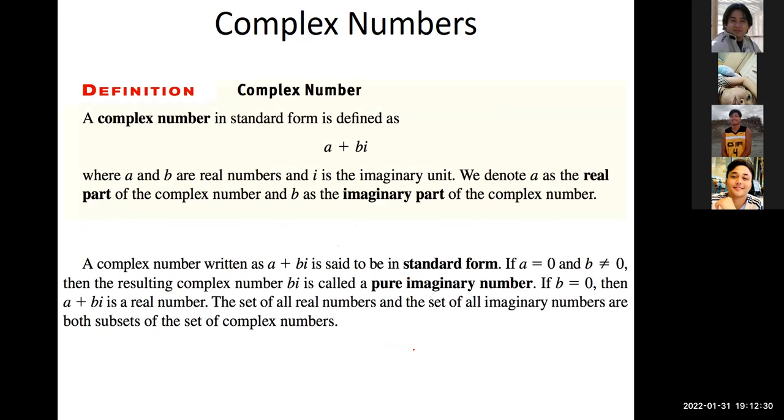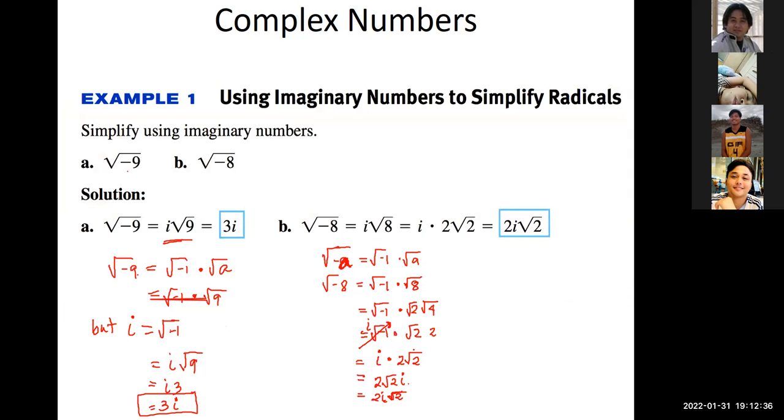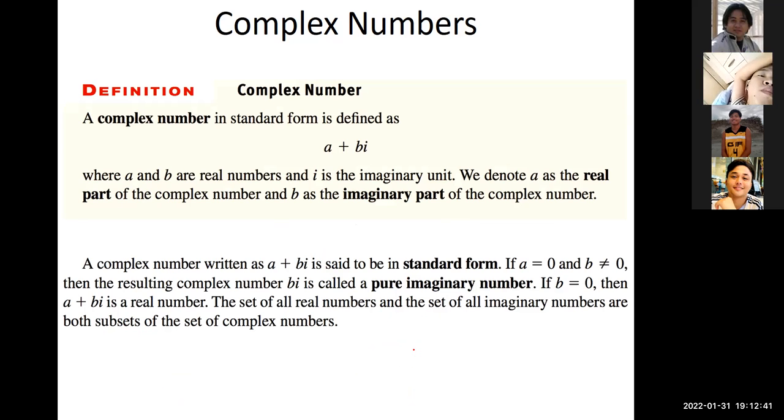So let's now have the complex number. So what is now a complex number? Kanina pinag-uusapan lang natin ay imaginary number. Ngayon ang pag-uusapan natin ay yung complex number. So what is a complex number? In standard form, it is defined as a plus bi, wherein a and b are real numbers, and I is the imaginary unit. So we denote a as the real part of the complex number. So itong part na daw to is the real part. And this part now would be the imaginary part.